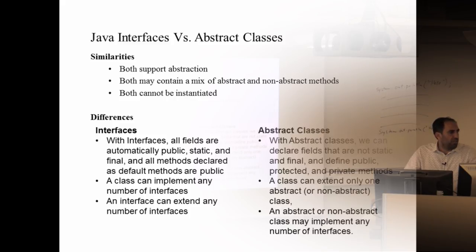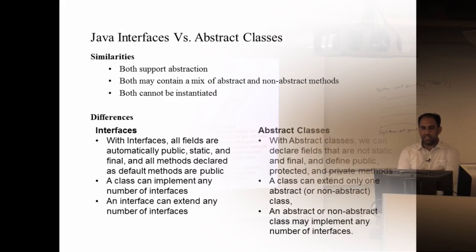But on the other hand, a class can extend only one abstract class. So you cannot make a class extend more than one abstract class, but a class can implement more than one interface. So this means that sometimes you want a class to have a definition for the operations defined in multiple interfaces.